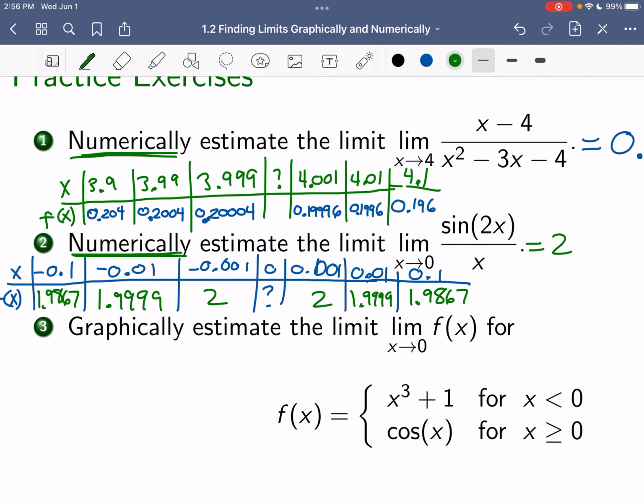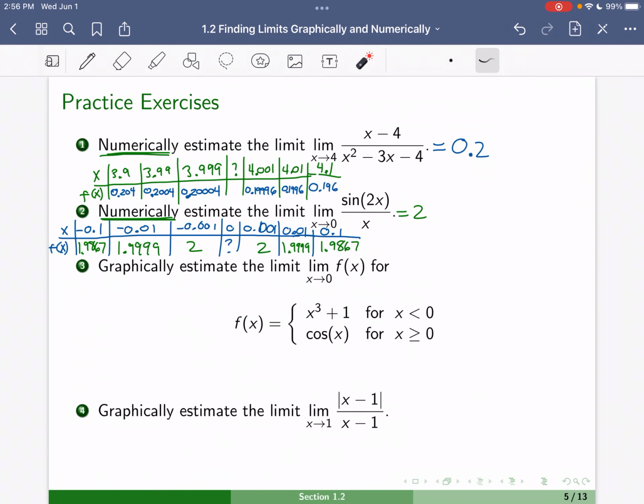So what does that limit appear to be when we plug those values in? Well, from either direction, our y values, our function values, are getting closer and closer to 2. So as our x values approach 0 from either side, the y values appear to approach the same value of 2. So those were two numerical estimates.